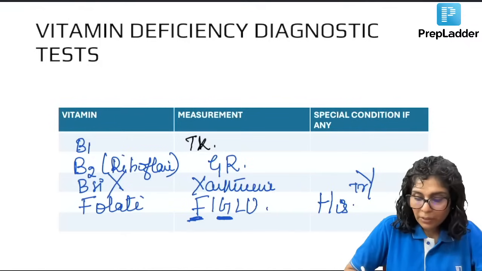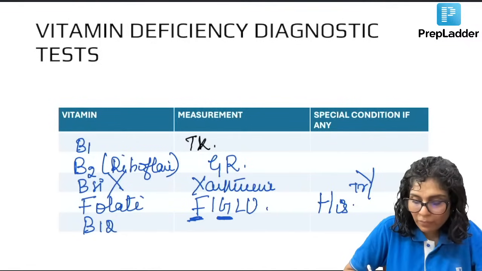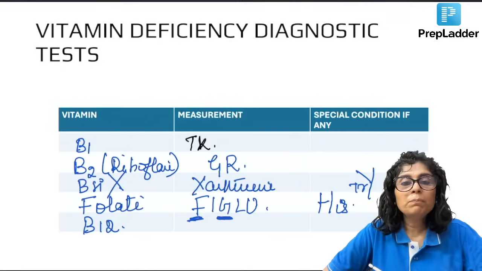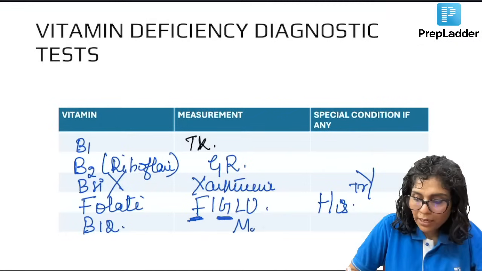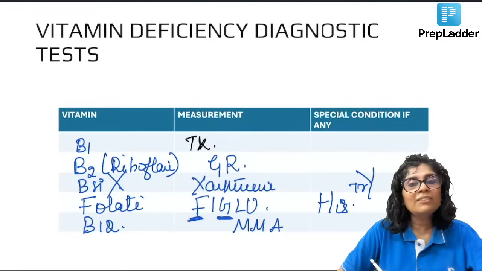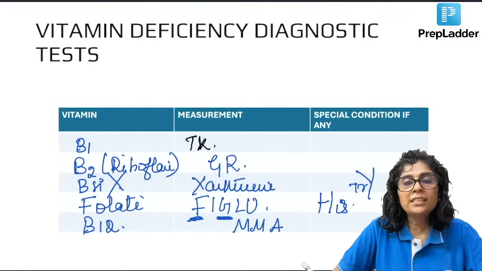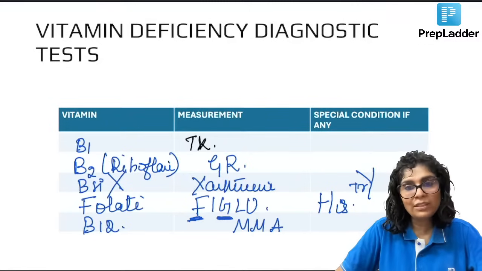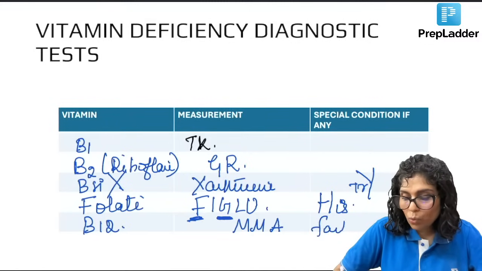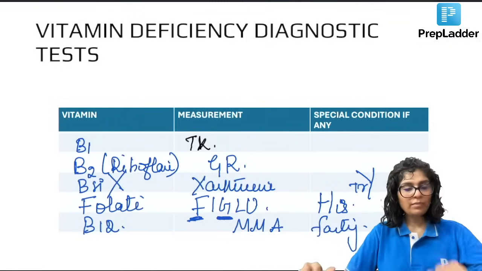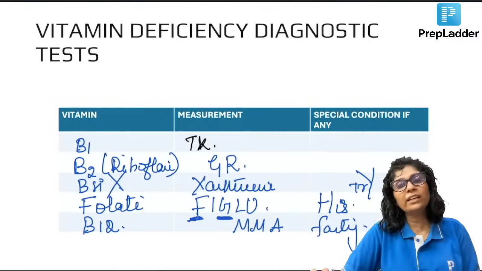After B9, B12. Whenever you suspect B12 deficiency, what will you estimate? You should estimate methylmalonic acid level in urine. Yes, you should estimate methylmalonic acid level in urine after overnight fasting. Do you understand this? After overnight fasting.